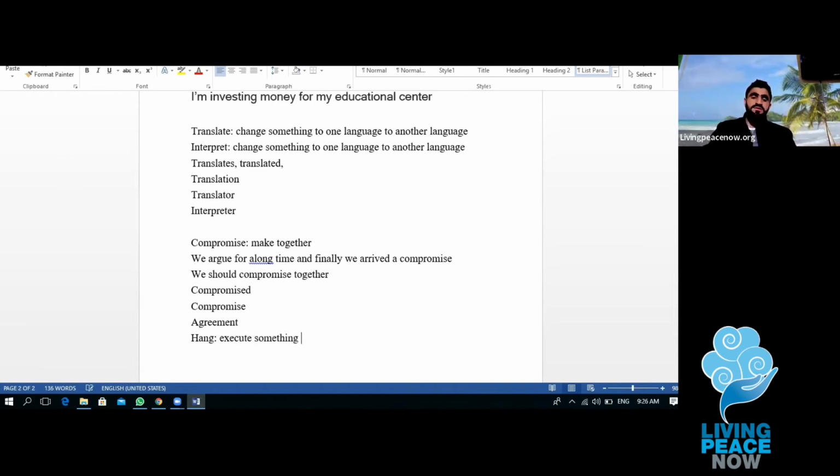Hang means execute something, especially a person. For example, in a court, this word is especially used in court. The judgment, for example, exposes the sentence for a person, and then tells them, just hang him. Yeah, for example, hang him.